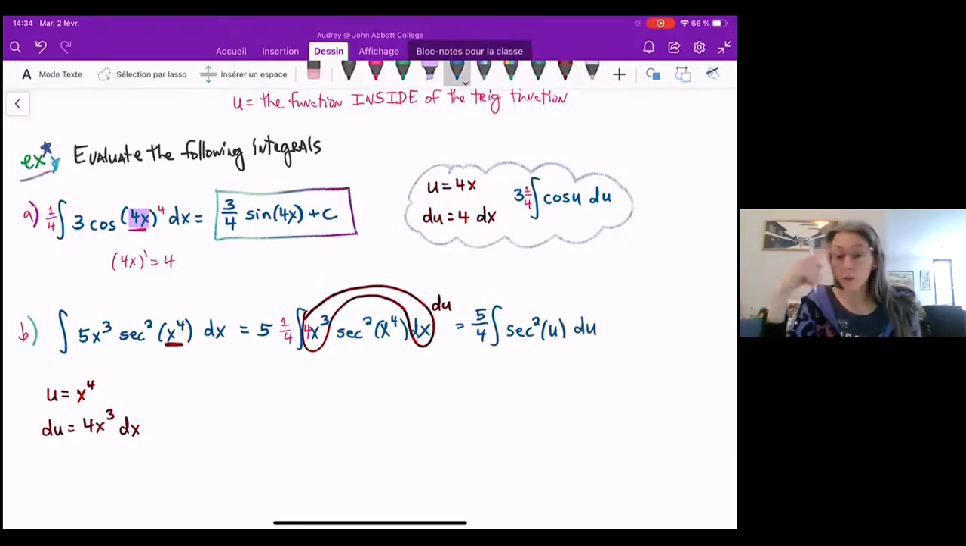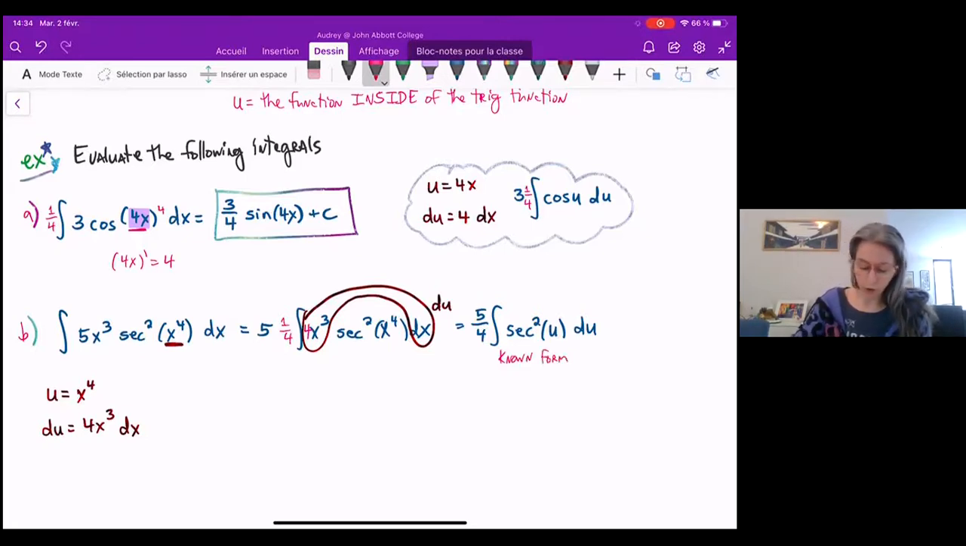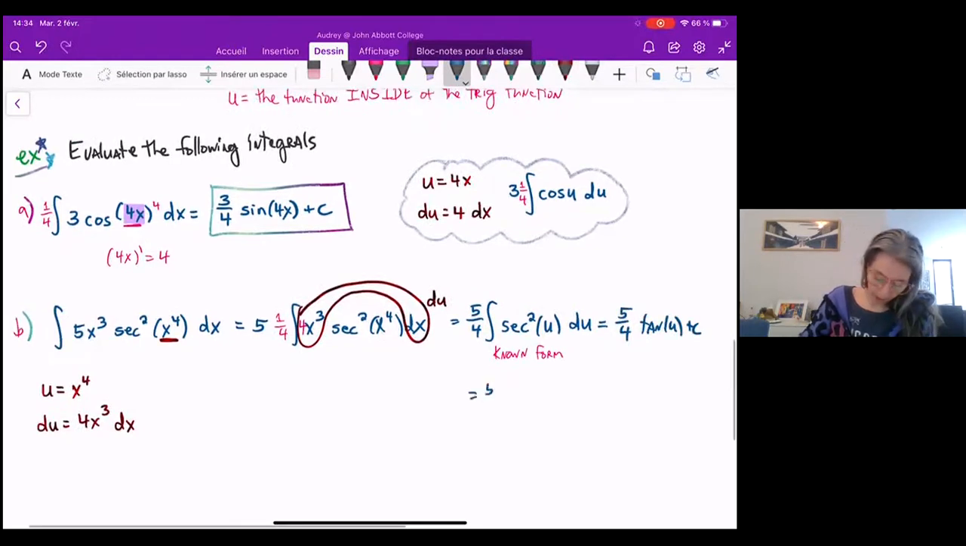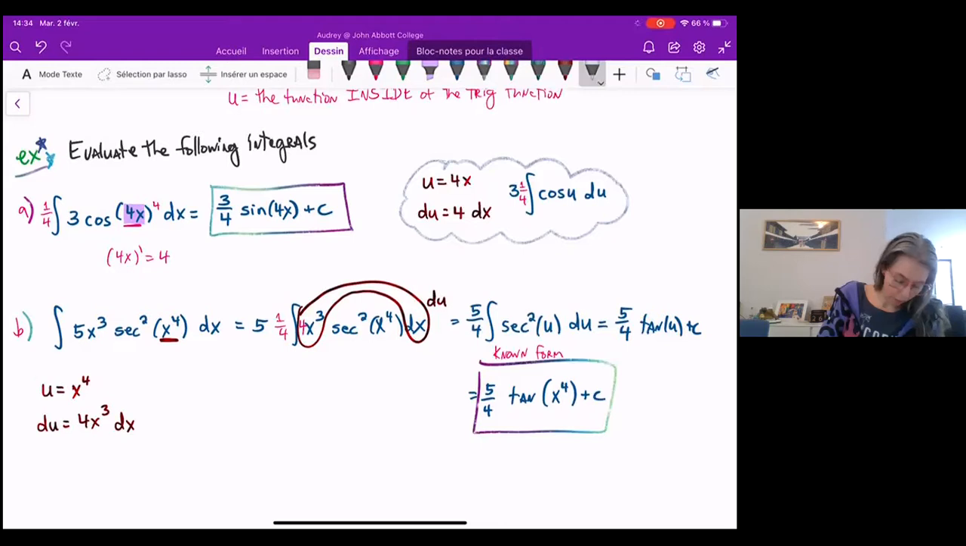which, even though it's not just a trig function, it's not just secant, it's secant squared, is a known form. We know that secant squared is the derivative of tangent. So in other words, we know therefore that the integral of secant squared is tangent. So this is 5/4 tangent of u plus c, which gives us 5/4 tangent of x to the 4th plus a constant, final answer. And this right here was just the small substitution that I did.